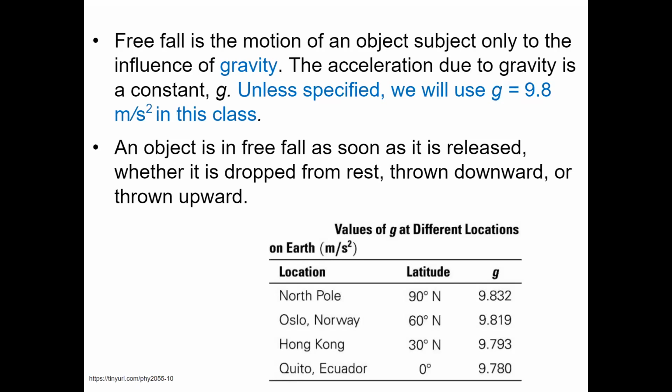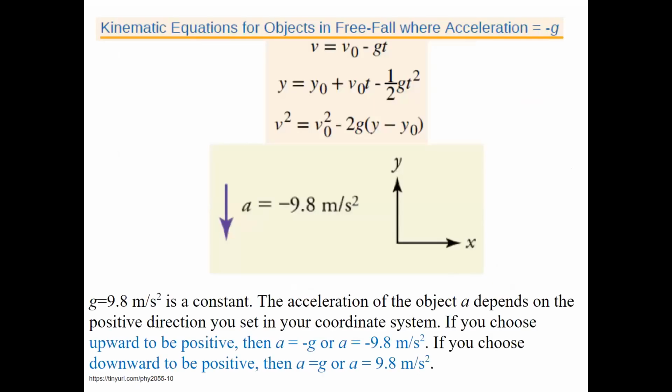In that case, if you pick upward to be the positive direction, then your acceleration is negative, because it's pointing downward, okay? Only if you pick upward to be positive is the acceleration negative. Often people take positive to be upward, but you can also pick downward to be positive. It's really up to you. It can be arbitrary, but once chosen, you stick to it, okay?